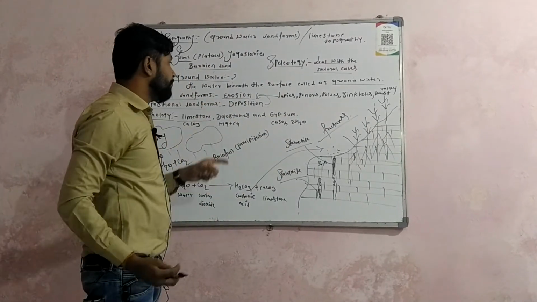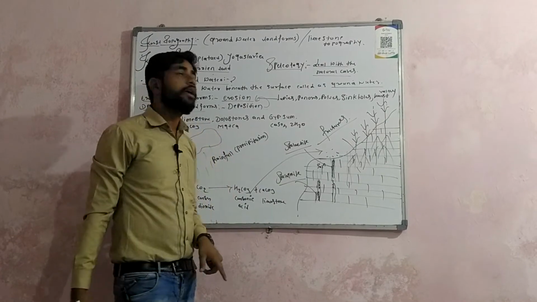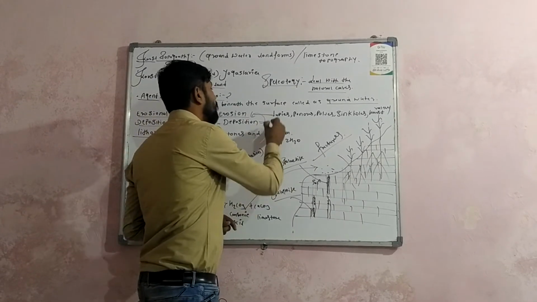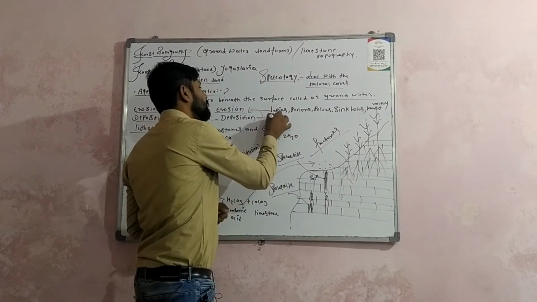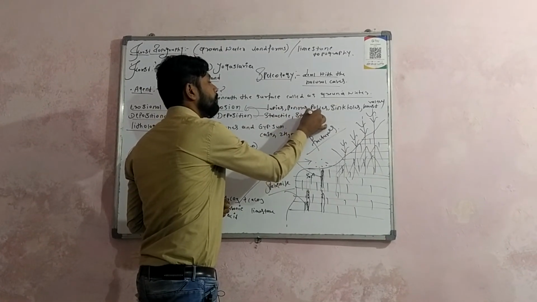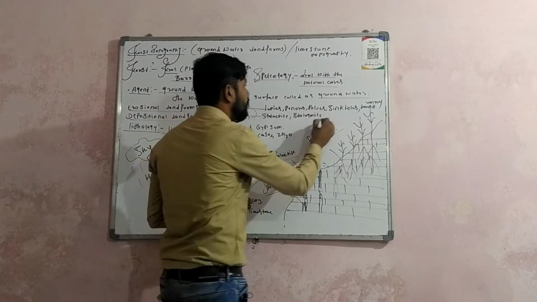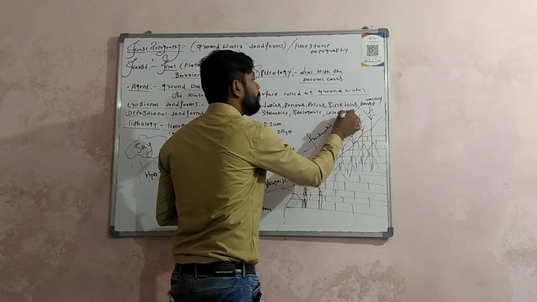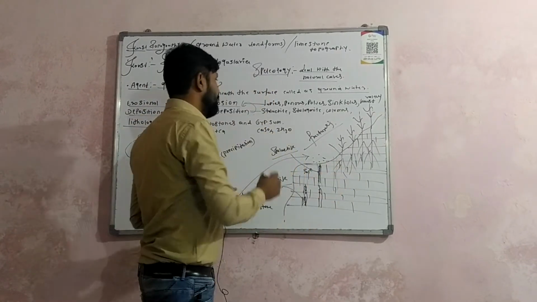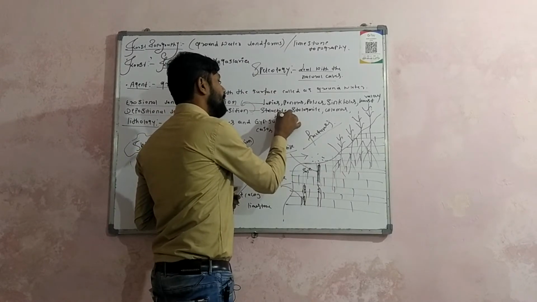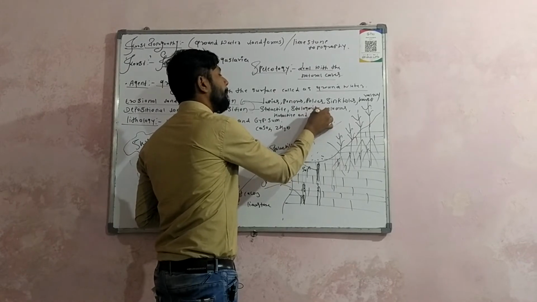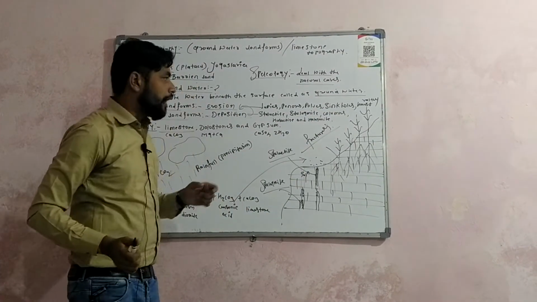Now in case of deposition, there are different depositional landforms created by karst or groundwater. So depositional landforms are number 1, stalactite, stalagmite, columns, and 2 more, halactite and halagmite. It's very new for you, halactite and halagmite.